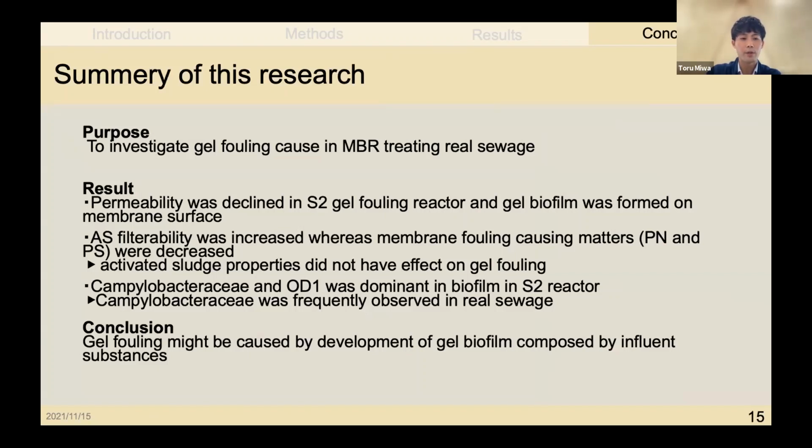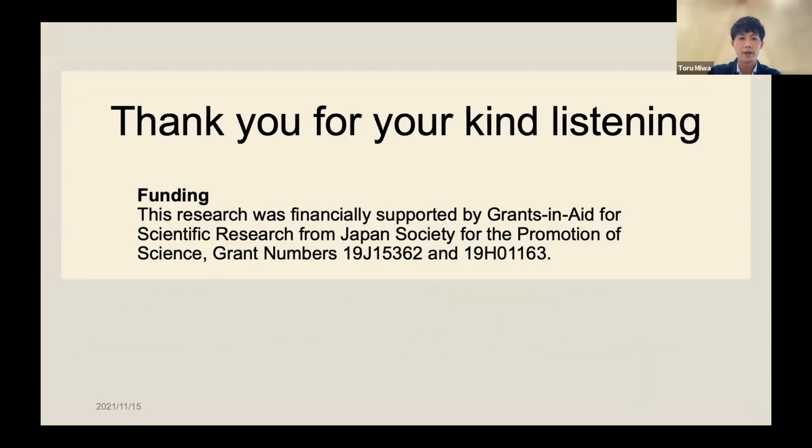And also Campylobacteraceae and OD1 were dominant in the biofilm in the S2 reactor. Campylobacteraceae were frequently observed in real sewage, so gel fouling might be caused by development of gel biofilm composed of influent substances. Thank you for listening.